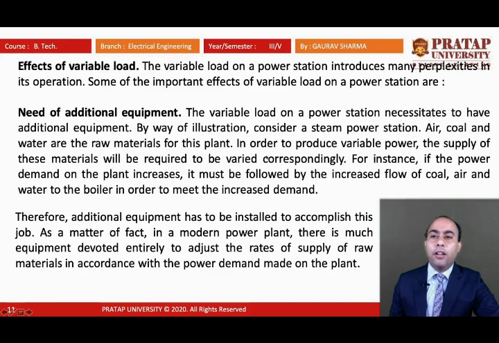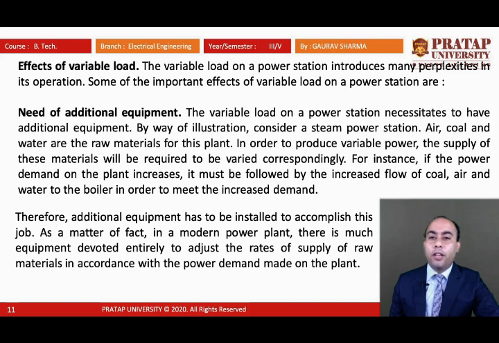Now, the effect of load variables: the variable load on the power station introduces many complexities in the operation. Some of the important factors of the variable load on power stations are the need for additional equipment. The variable load on a power station necessitates having additional equipment.